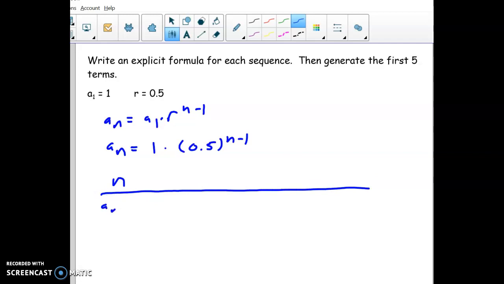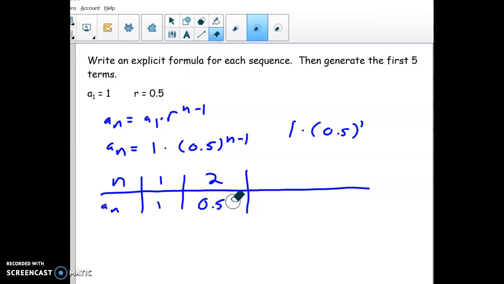Okay, and so as far as our table goes, do my best here to write this out. The first term, we already know was 1. They told us that in the question. And the second term, we could just start to put in 2 for n. But what you'll find is you have 1 times 0.5 to the 2 minus 1, sort of the first. And so it's just like multiply by 0.5 once. Okay, and so basically what happens is each time n goes up by 1, you have 1 more times 0.5.